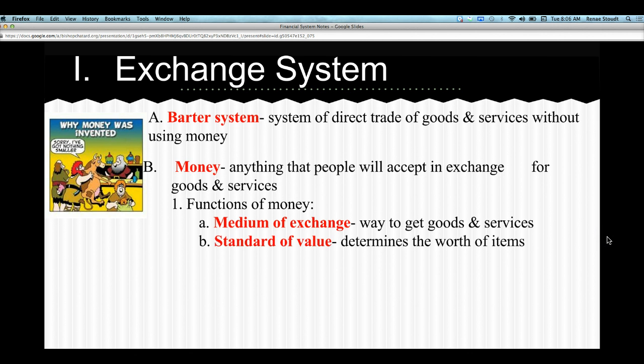It also has to have a standard of value. So this determines the worth of items. It has to be something that people can compare and say, okay, I understand the value of the dollar. I can say that this shirt costs $15. These pants cost $25. I understand the difference. I can understand and compare items.